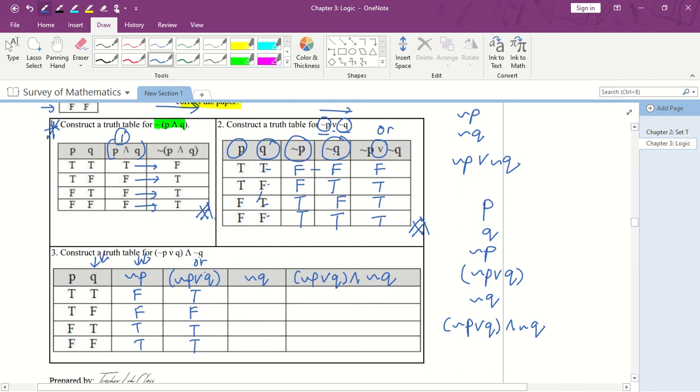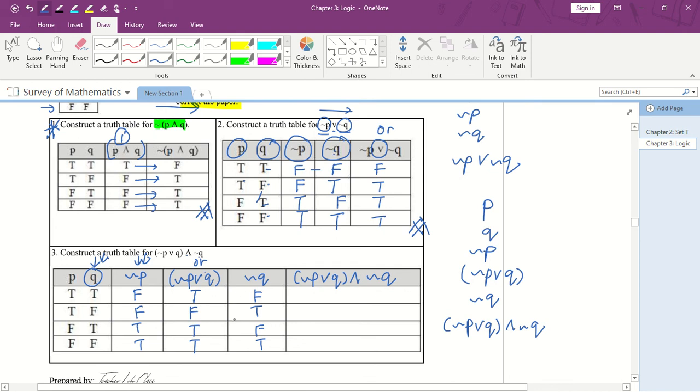Okay, so let's look at the next one. Negation Q. So negation Q is only looking at this one. So TF TF, you flip it and it becomes FT FT. So it's kind of easy. Just try to break down everything and then combine it.